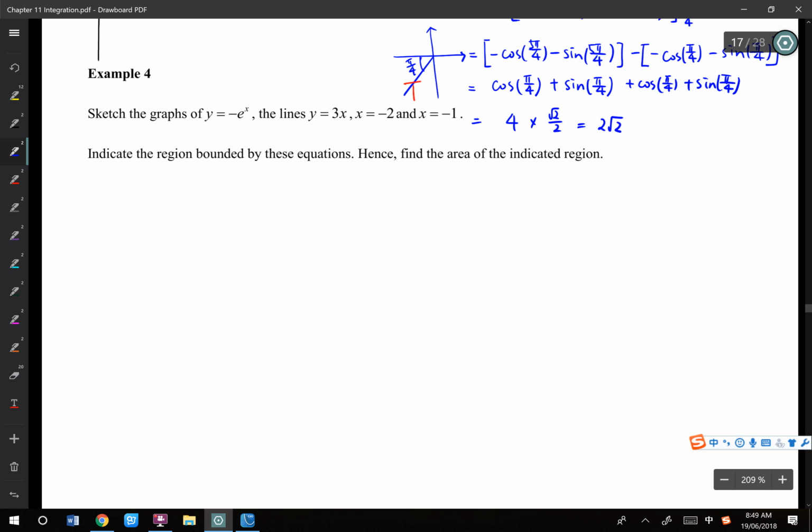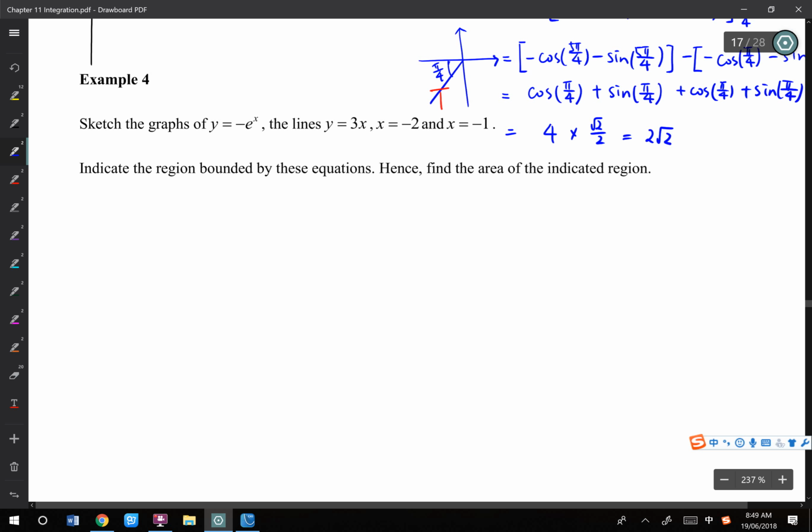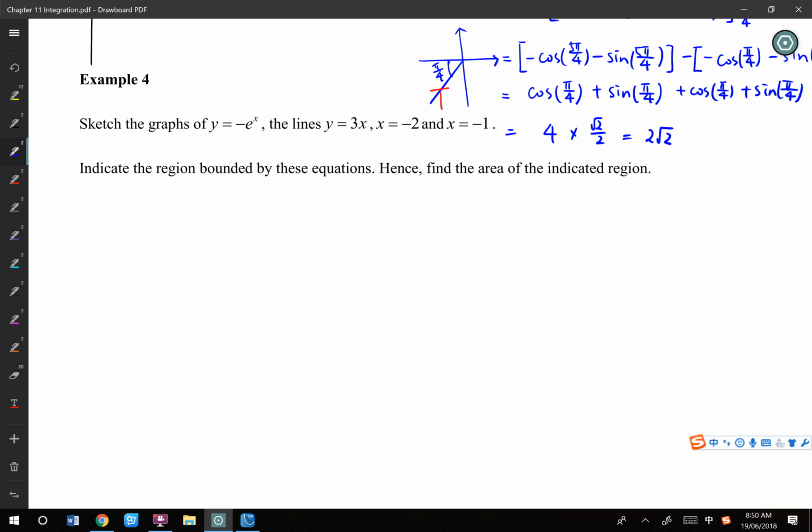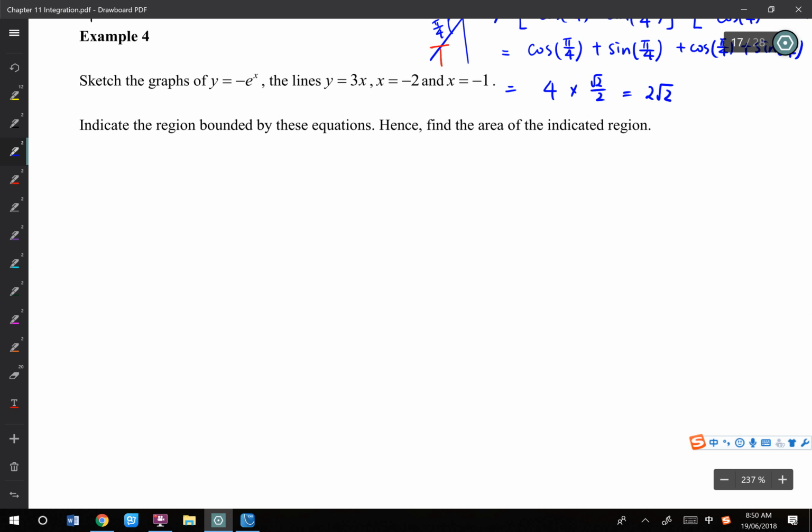Let's have a look at the next one. Okay, next one says sketch the graph of y equals to negative e^x, and the line y equals to 3x, and then x equals to negative 2 and x equals to negative 1. Let's sketch for that.